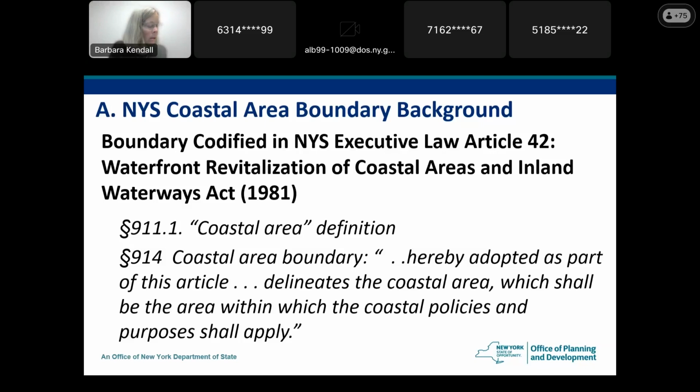And then section 911.2, the coastal area boundaries, and 914, the boundaries prepared by the Secretary of State. And that were then adopted as part of Article 42 when the CMP was put in place. So it's an official coastal boundary.